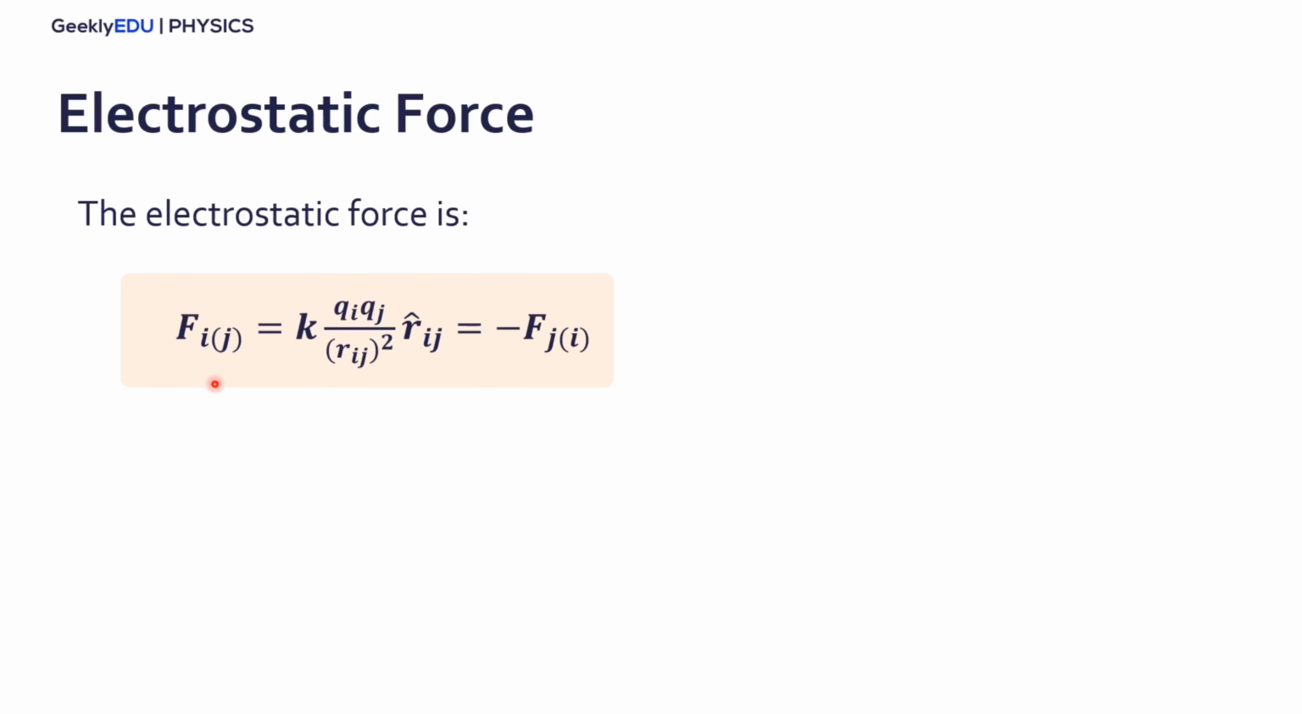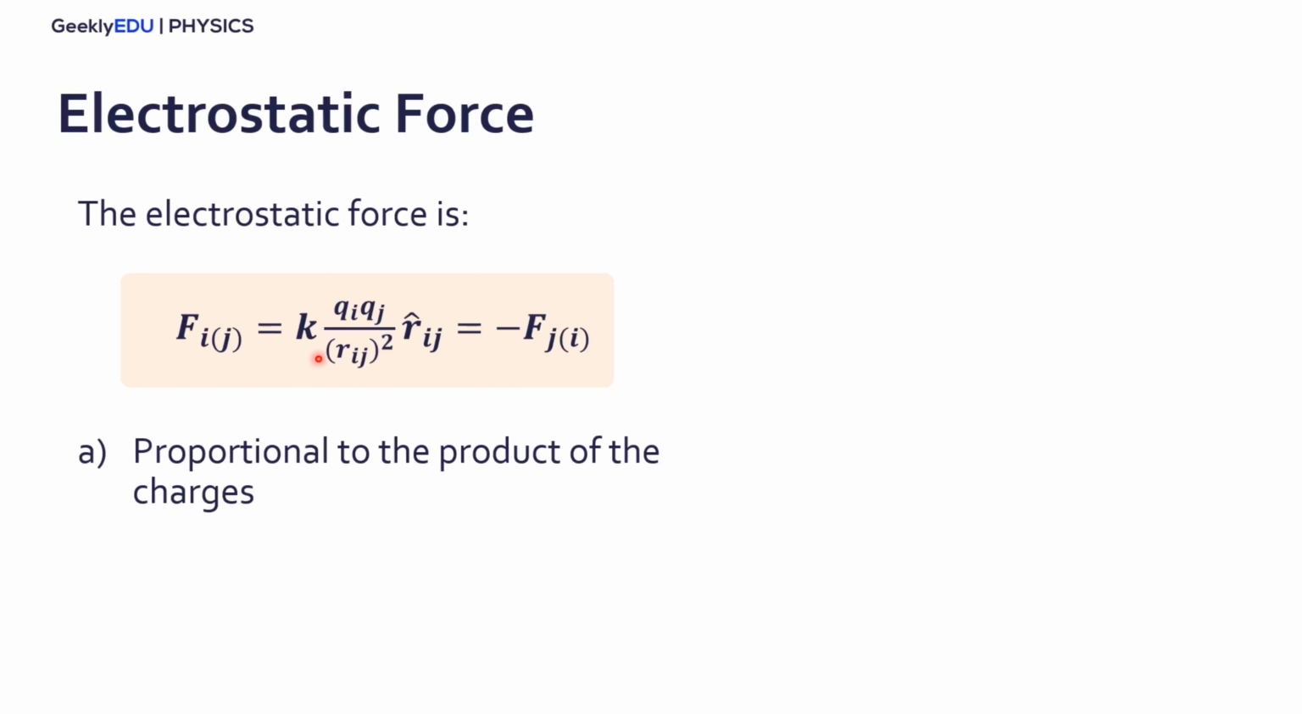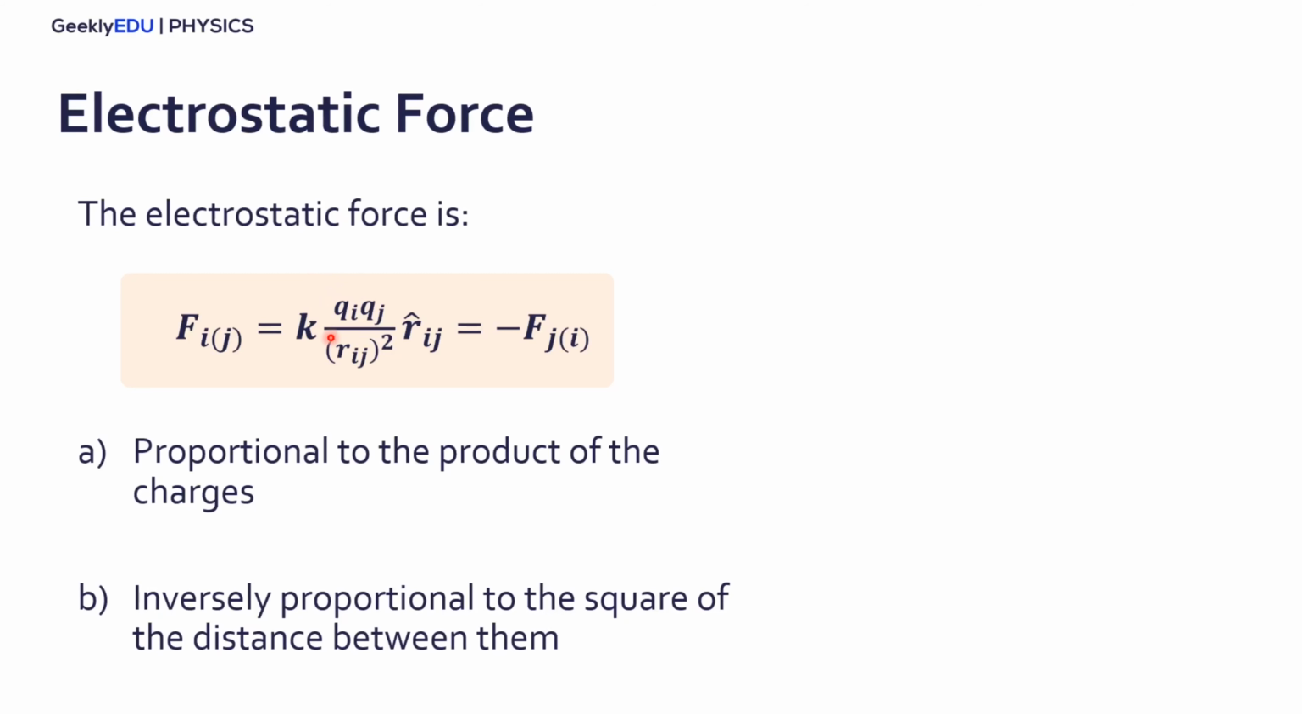Coulomb's law is all about electrostatic forces, and we can express this force by this formula, where the force on particle I due to particle J is the proportionality constant times the charge of particle I times the charge of particle J divided by the distance between the particles squared, times the unit vector in the direction from J to I. And this force is the same, but in the opposite direction, as the force on particle J due to particle I.